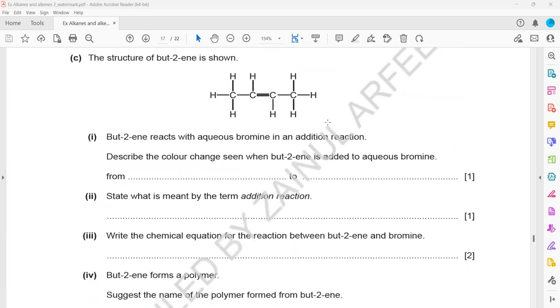Then we have a structure of butene. Aqueous bromine is added. What will the color change be? Same question: orange to colorless. It will be from orange to colorless.